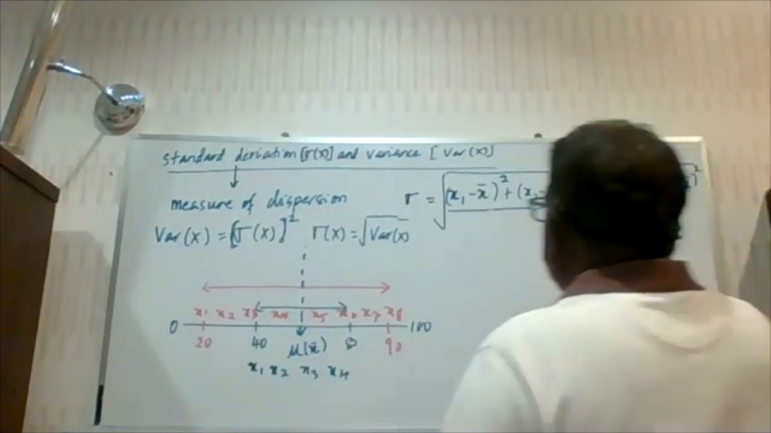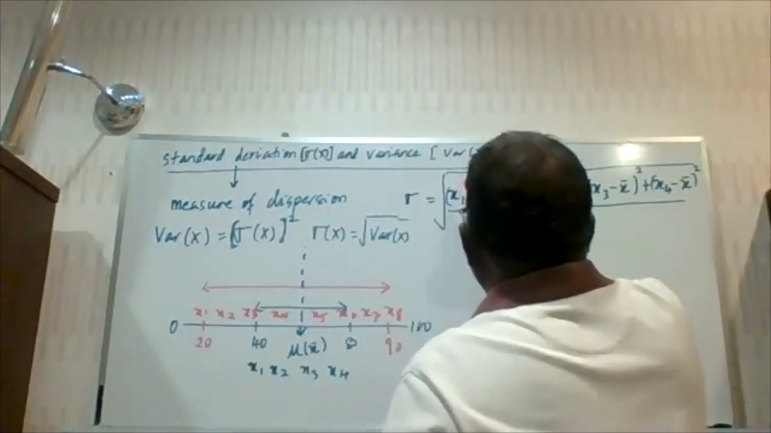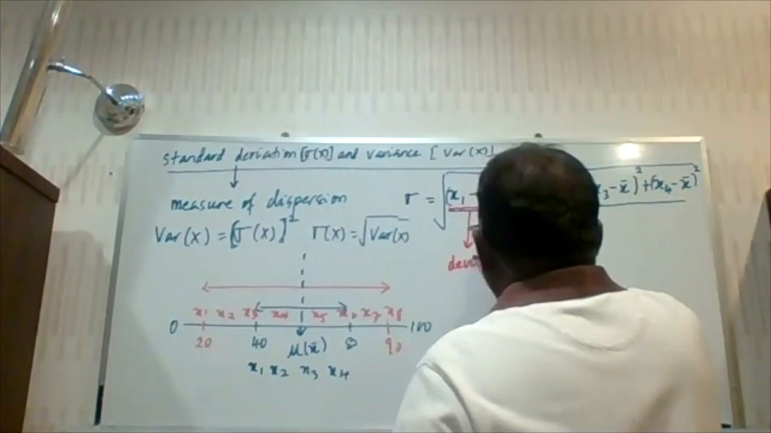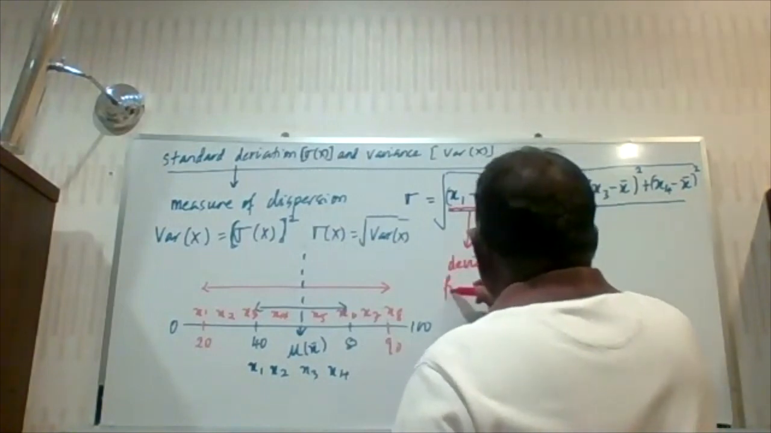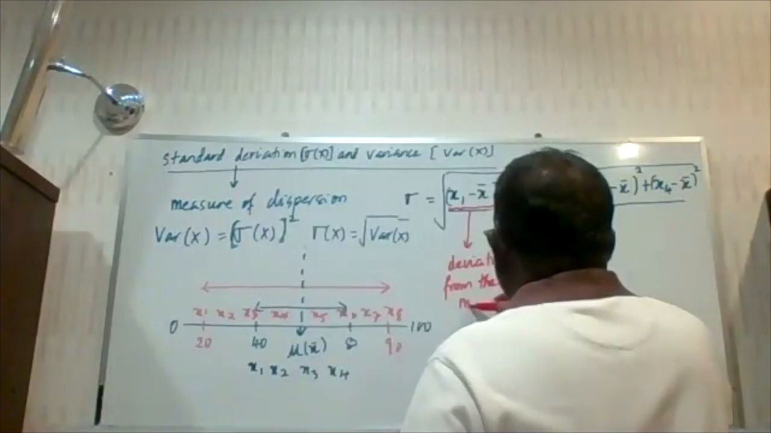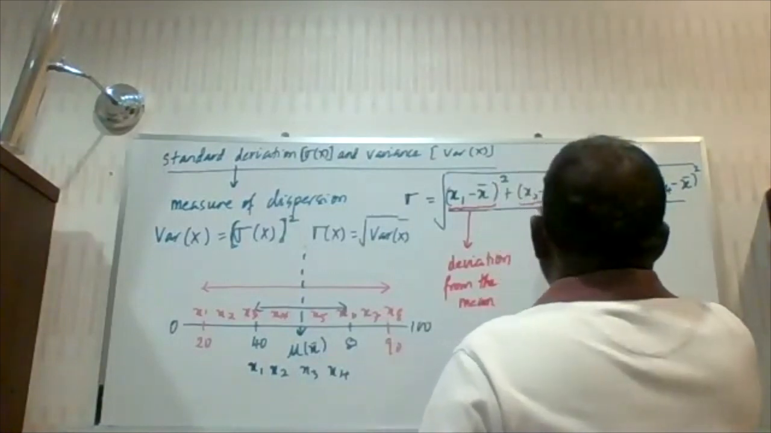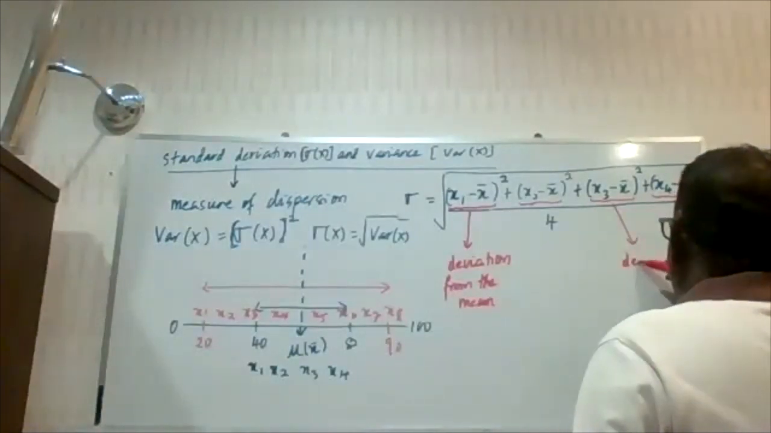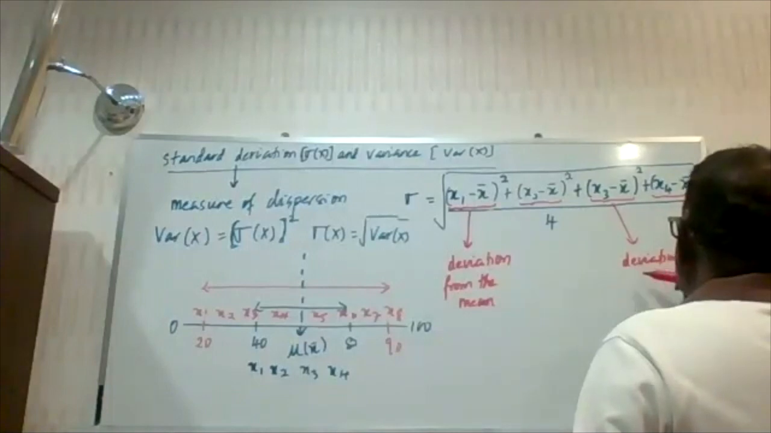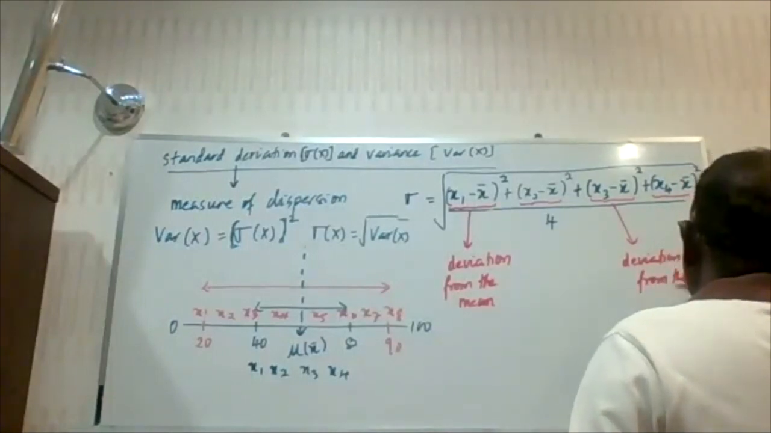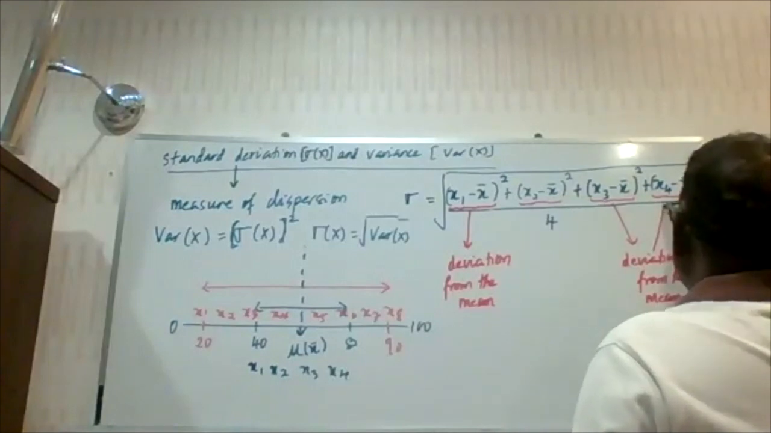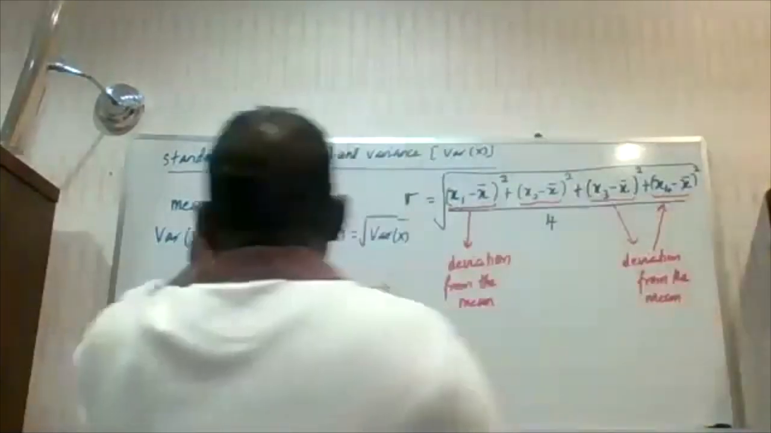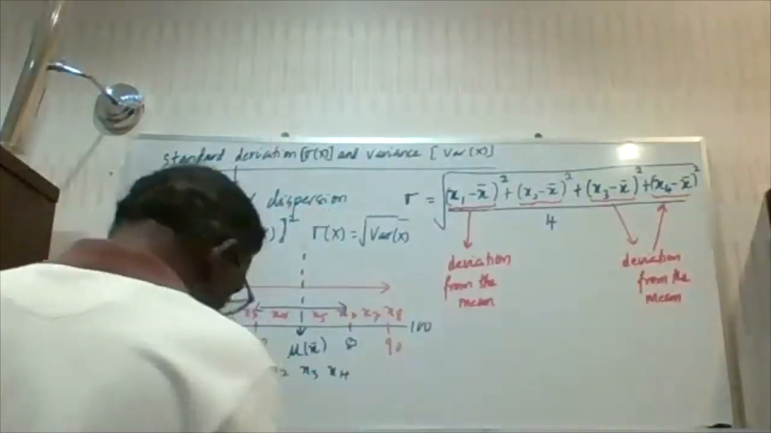So remember this, each of these values represents deviation from the mean. All this represents deviation from the mean. So you are finding the deviation from the mean. All right, that's the idea of standard deviation. So that is why it's called the measure of dispersion. Dispersion means spread. Okay?